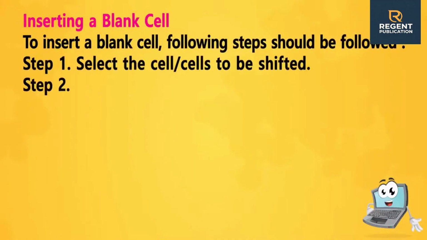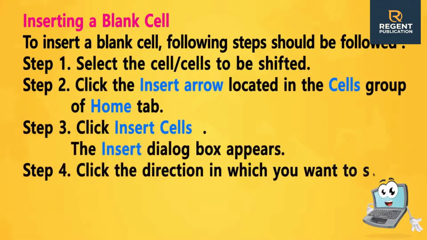Inserting a blank cell. To insert a blank cell, the following steps should be followed. Step 1. Select the cells to be shifted. Step 2. Click the Insert arrow located in the Cells group of the Home tab. Step 3. Click Insert Cells. The Insert dialog box appears. Step 4. Click the direction in which you want to shift the cells.